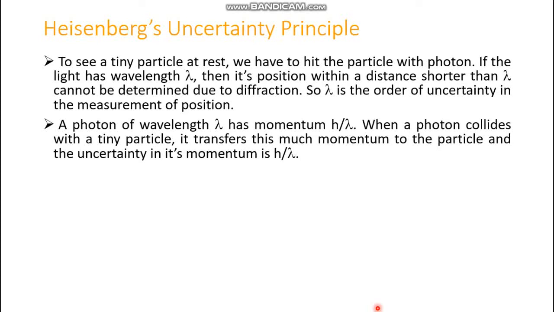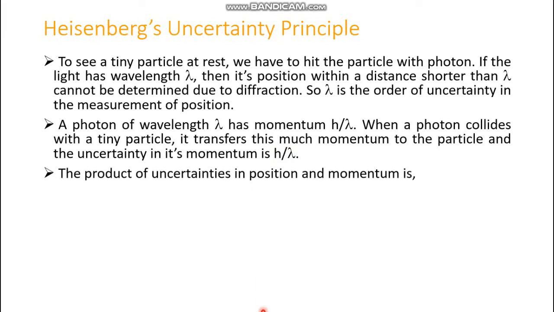So what does it mean? The photon has wavelength lambda, that means it has momentum h by lambda according to de Broglie's equation. Now if this photon hits that tiny particle, then there is a possibility of this much amount of momentum getting transferred to that particle. So the momentum of the tiny particle can be measured, but there should be some uncertainty in the range of its momentum up to this value h by lambda.